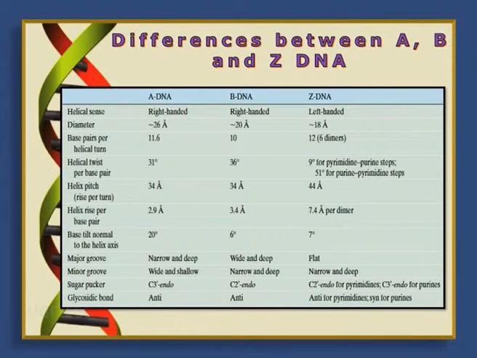Apart from this, there is the change in sugar pucker. Now, A DNA consists of C3' endo sugar pucker, B DNA consists of C2' endo, whereas Z DNA has C2' endo for pyrimidines, C3' endo for purines. The glycosidic bond type, in A DNA it is anti, B DNA anti. In Z DNA it is syn for guanosine, anti for pyrimidines. So, these are the distinguishing features of A, B and Z DNA which allow us to differentiate between the three.